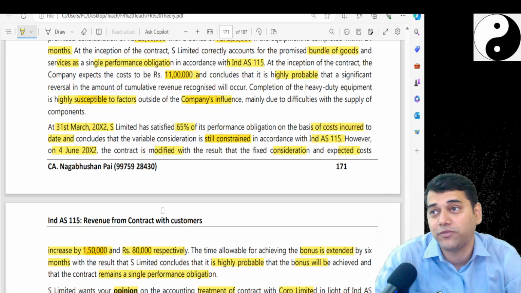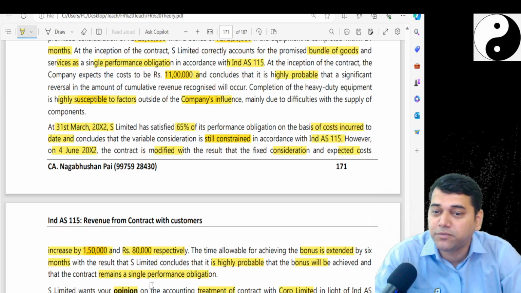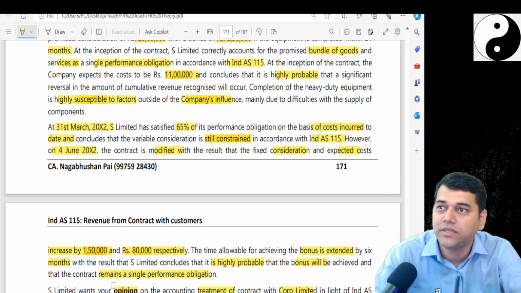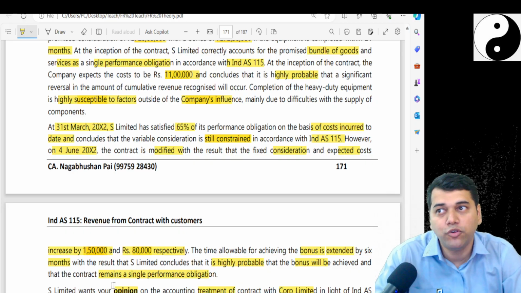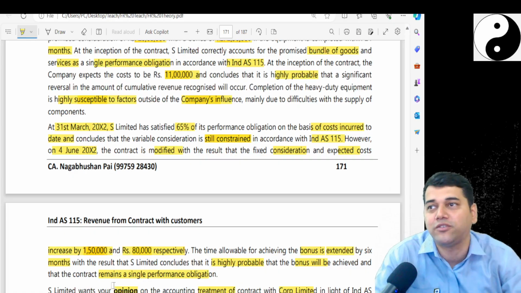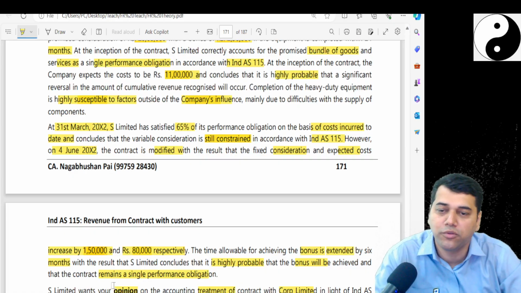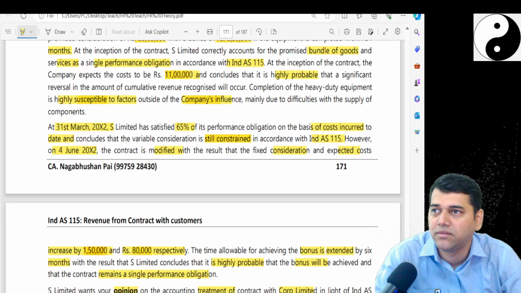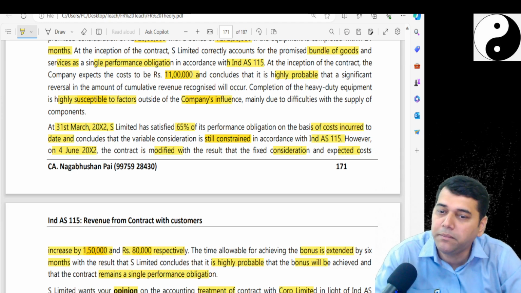When will the cumulative catch-up be applicable? As on 31st March 2012, did you know that you are going to achieve it? You became sure the moment it got extended, no? It went to 30 months. So cumulative catch-up is not going to come here. Cumulative catch-up may come here.